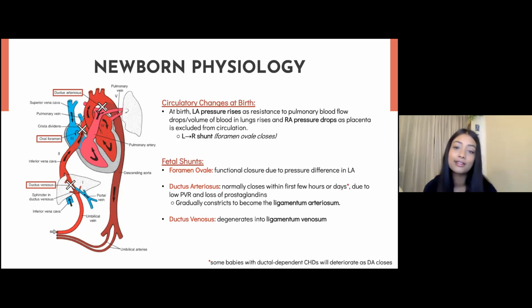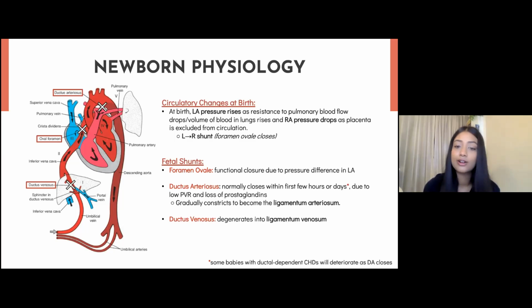At birth, there are some really important changes that happen to close these shunts and allow normal adult circulation to commence. As the baby takes its first breath, the resistance to pulmonary blood flow drops and the volume of blood in the lung rises. That causes increased left atrial pressure. On the other hand, right atrial pressure actually drops because there's less blood returning to the right heart, as the placenta isn't a part of the circulation anymore after it's been clamped off. This now creates a left to right shunt, which will close the foramen ovale. So back to normal, in most cases, adult circulation.